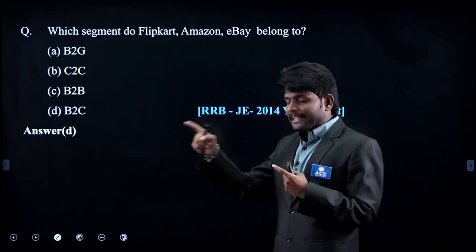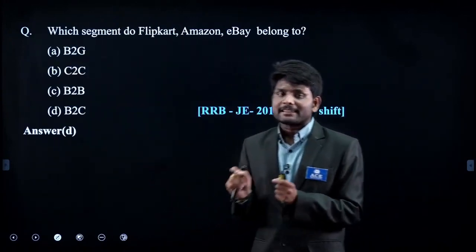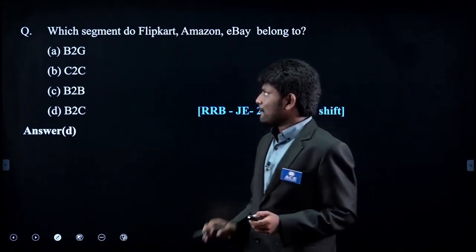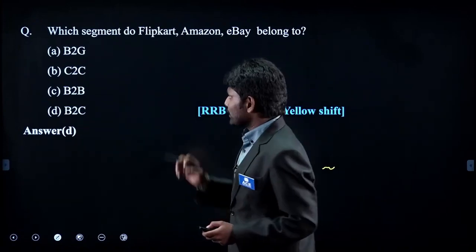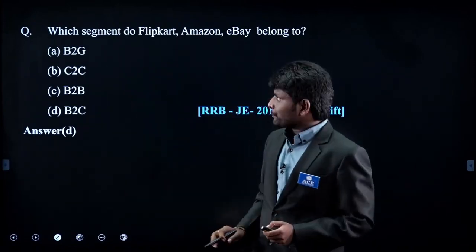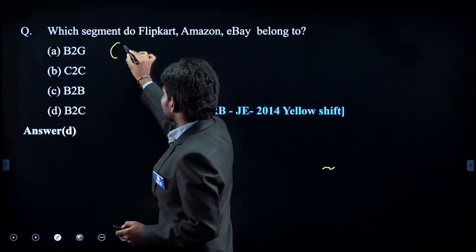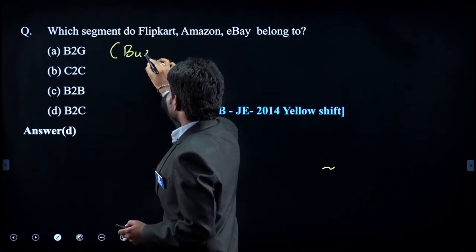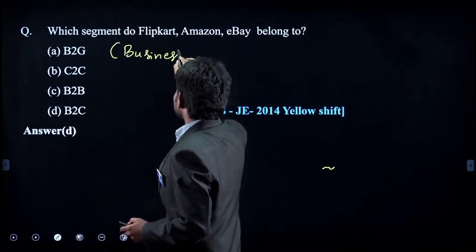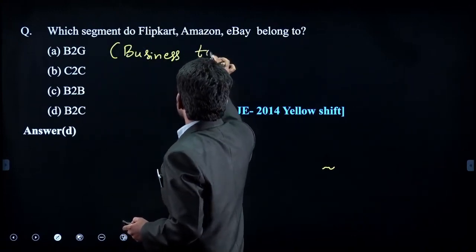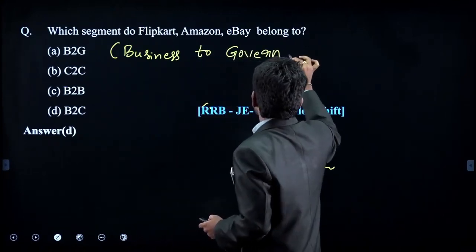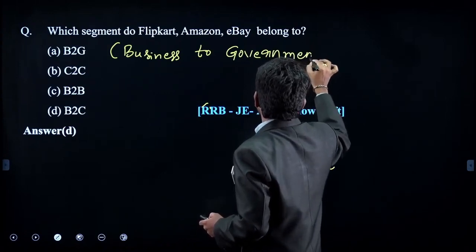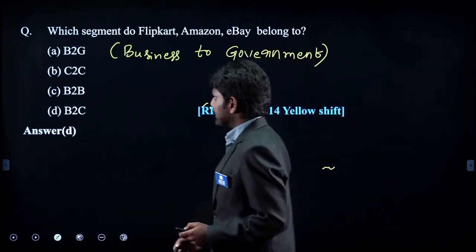Then look at this question. I told you the other major topic from information systems is e-commerce. So this is related to e-commerce. Which segment do Flipkart, Amazon, eBay belong to? Okay. Let me explain these options first. B2G is short form of business to government.